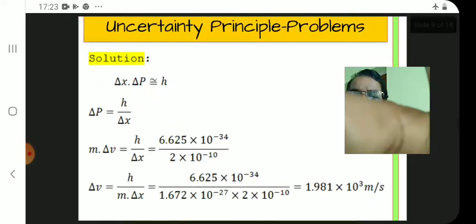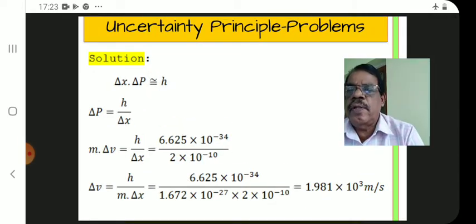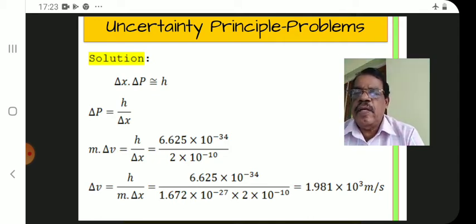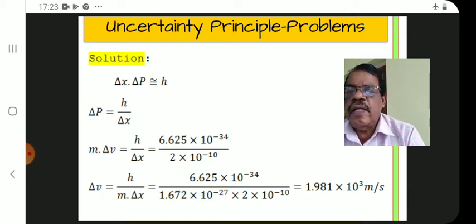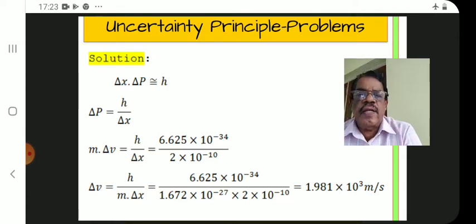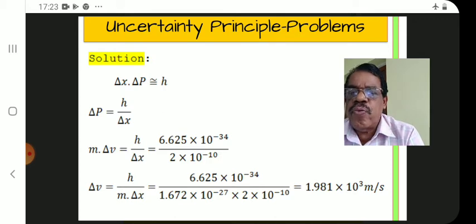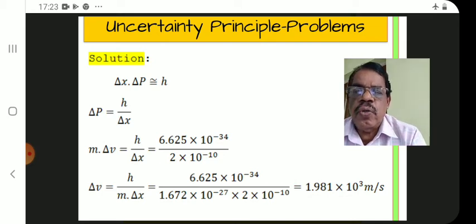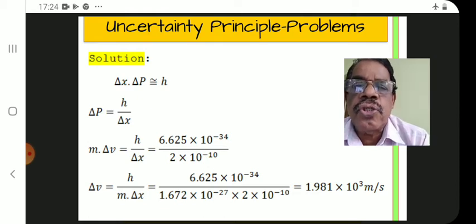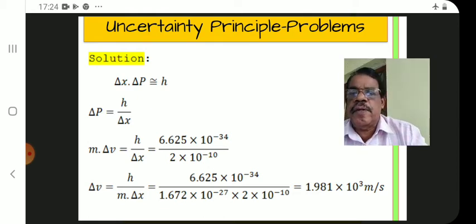You read the problem. Delta x into delta p is equal to h. Delta p is h by delta x. Delta p is m into delta v. So delta v is h by m into delta x, which is 6.625 into 10 raised to minus 34 by 1.672 into 10 raised to minus 27 into the uncertainty in position, 2 into 10 raised to minus 10, equal to 1.981 into 10 raised to 3 meter per second. That's delta v.